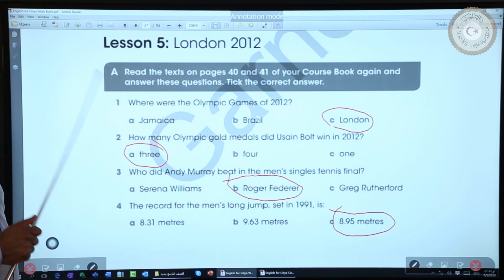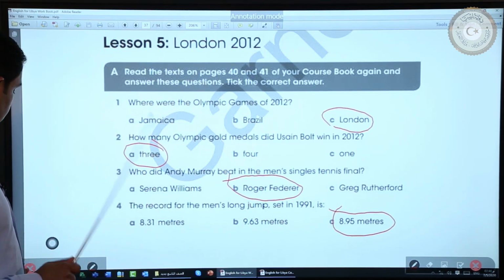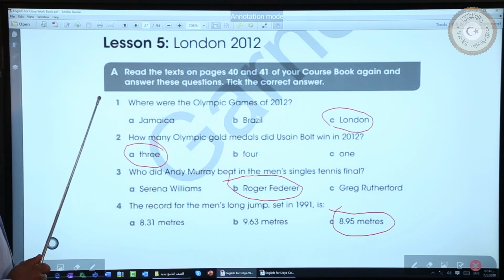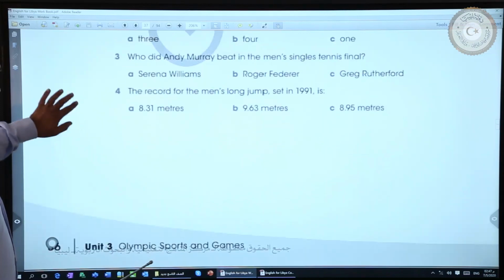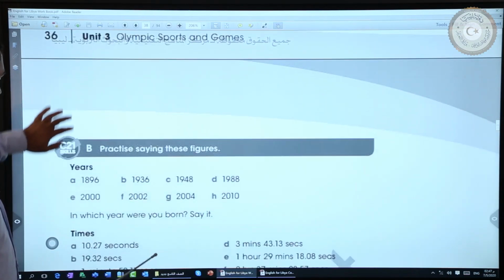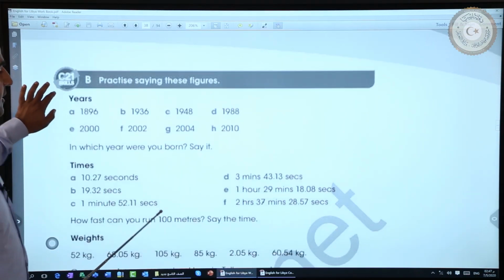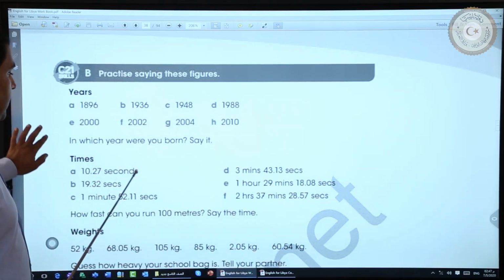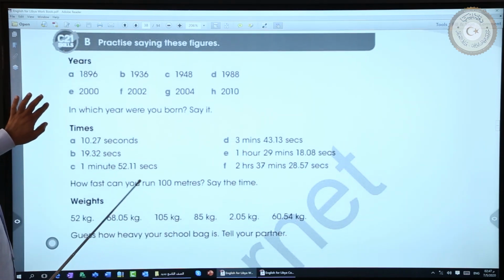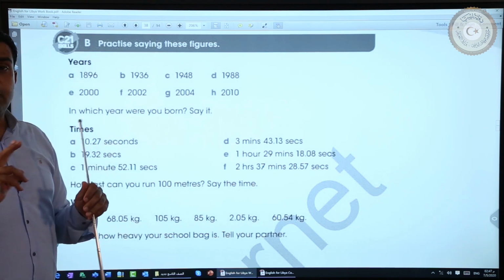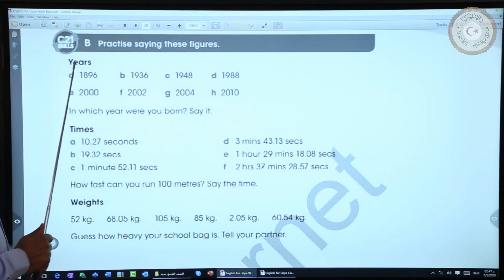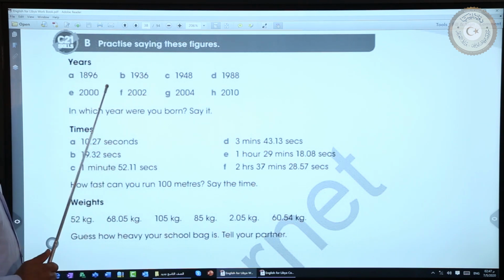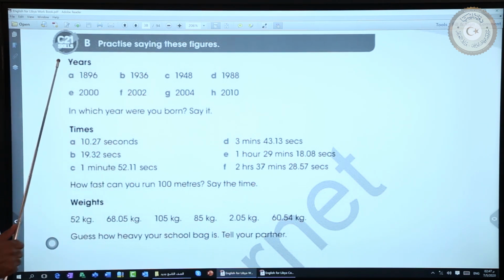Okay. Let's do another exercise here which is very important, practicing the figures. This is how to say the figures, okay? Practicing these figures. Let's repeat now.